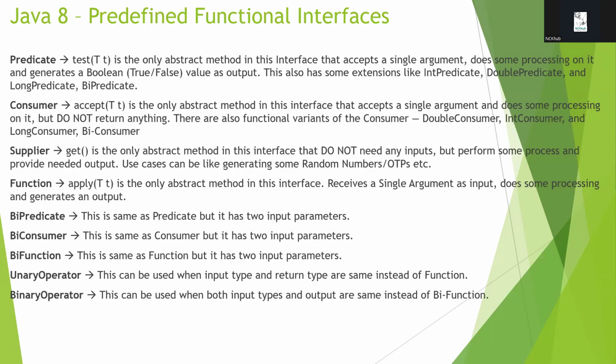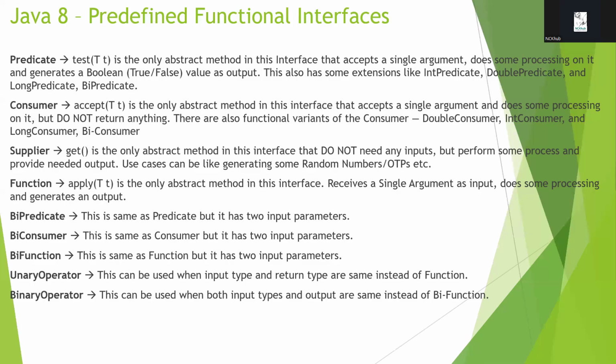So if you observe all of them, consumer, supplier, predicate and function: consumer will accept the input and do processing, but it will not return anything, whereas supplier will not take the input but executes the logic and gives us something. Whereas Function is the combination of both supplier and consumer. Function will take the input, do some execution, and then give it back to us. So based on the use cases that we come across, we need to pick one of these functional interfaces and implement the abstract methods in our business logic.